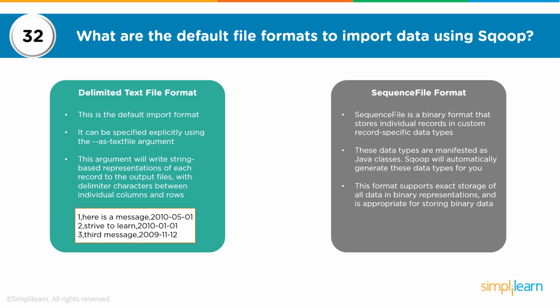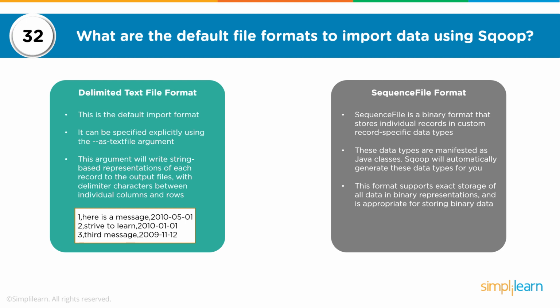What are the different file formats to import data using Sqoop? Well, there are lots and lots of formats in which you can import data using Sqoop. You can have the delimited text file format. Now that's the default import format. It can be specified explicitly using the as-textfile argument.